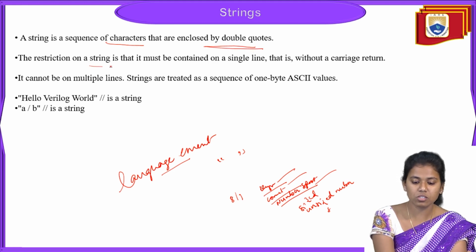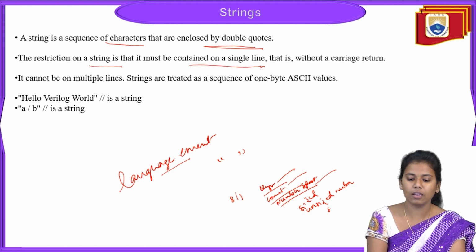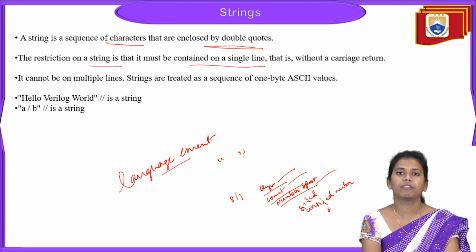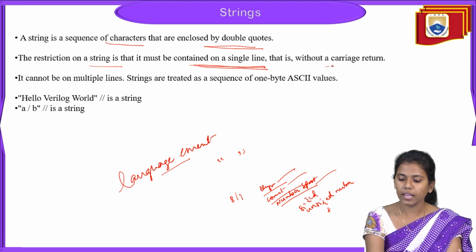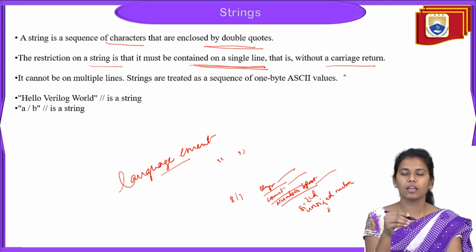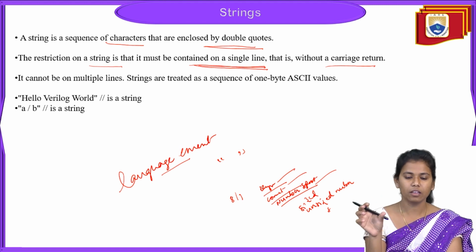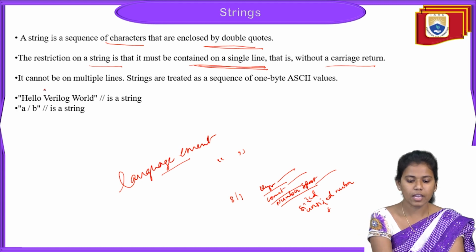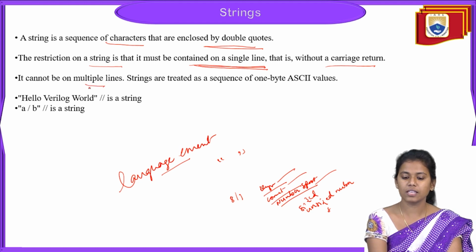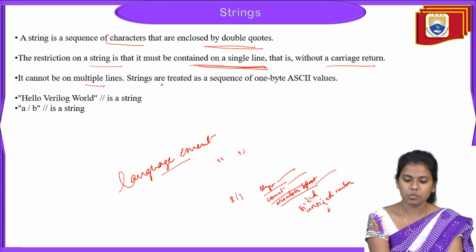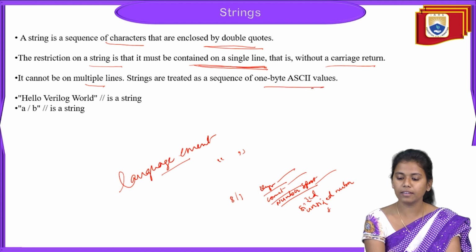The restriction on a string is that it must be contained on a single line, that is, without a carriage return. This is one of the restrictions to be followed in order to implement the string construct. It cannot be on multiple lines. Strings are treated as a sequence of 1 byte ASCII values.